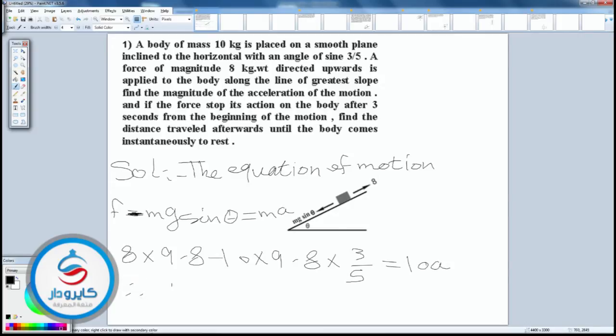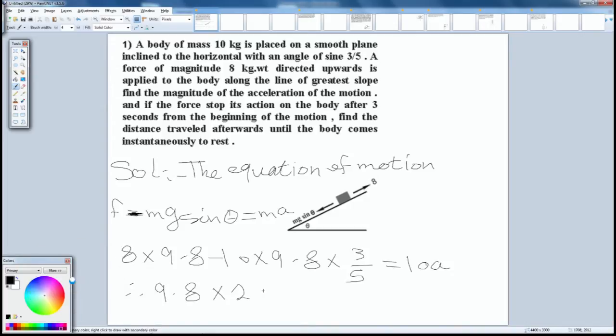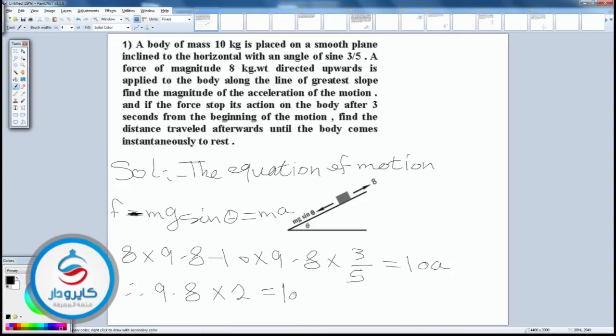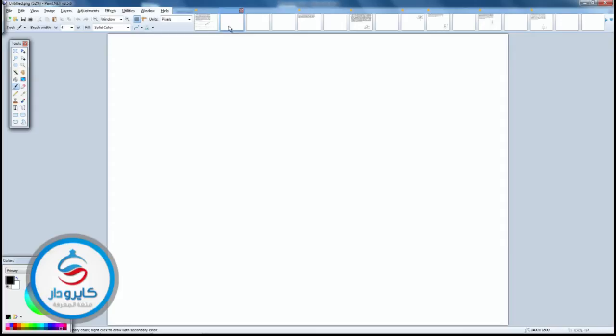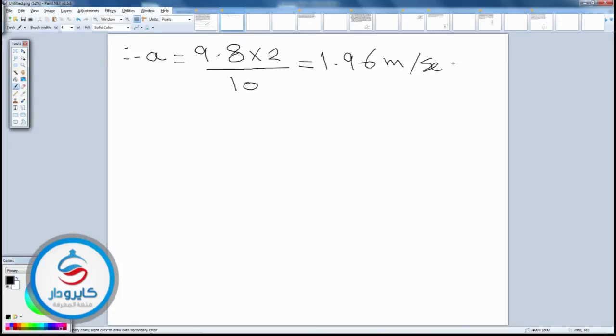Therefore, 9.8 by 2 equals 10A. Therefore, A equals 9.8 by 2 over 10 equals 1.96 meter per second squared.